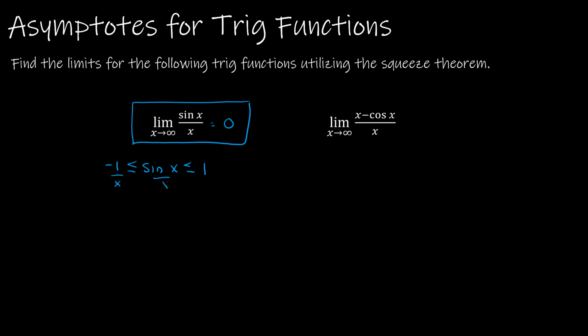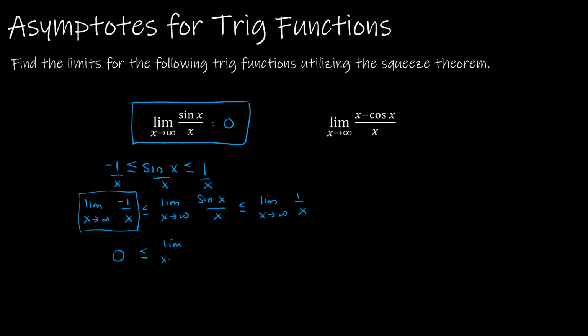What if I divided everything by x? Still mathematically sound. What if I took the limit of everything now as x approaches infinity? The limit of -1 over x, the limit as x approaches infinity of sine of x over x, and the limit as x approaches infinity of 1 over x. Well, I know this limit is 0. I don't know the limit in the middle, which is why I'm doing this question. But I do know that this limit is 0, because that's what we've just been learning. And if this limit is between 0 and 0, by the squeeze theorem, the limit as x approaches infinity of sine of x over x is equal to 0. So the squeeze theorem just says, if you have a limit between two other limits, and those two other limits happen to be the same, the one in the middle has to be the same as well.